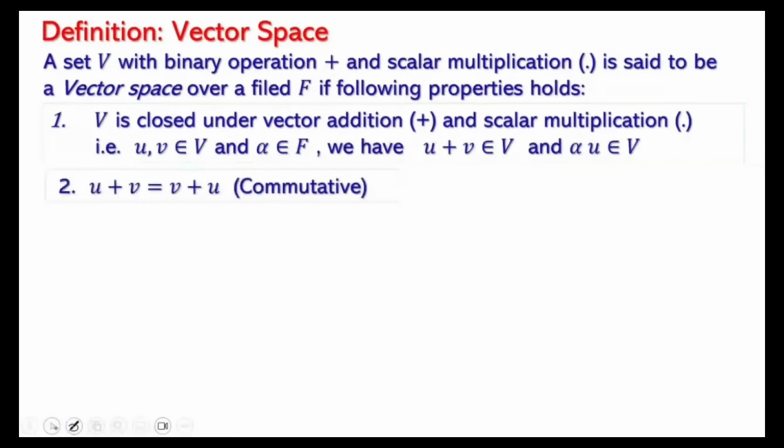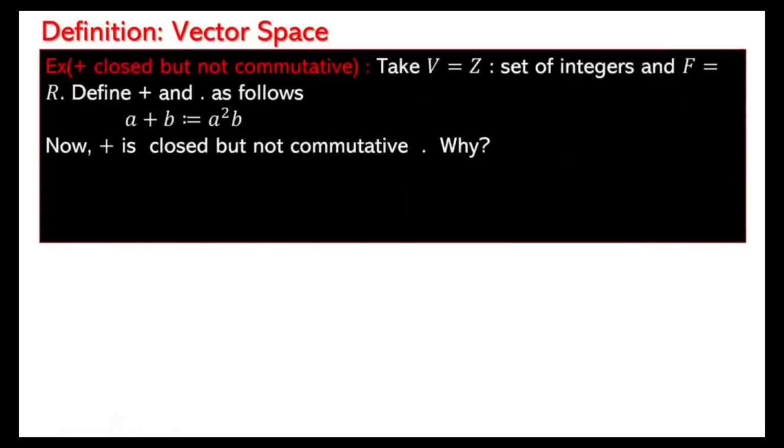The next property is that U plus V is equal to V plus U. So it should be commutative. For example, here we take V equal to Z, the set of integers, and F is the real numbers. Define the addition as A plus B is equal to A squared B. Now under this operation, the set is closed, but it is not commutative. Why? We'll explain it now.